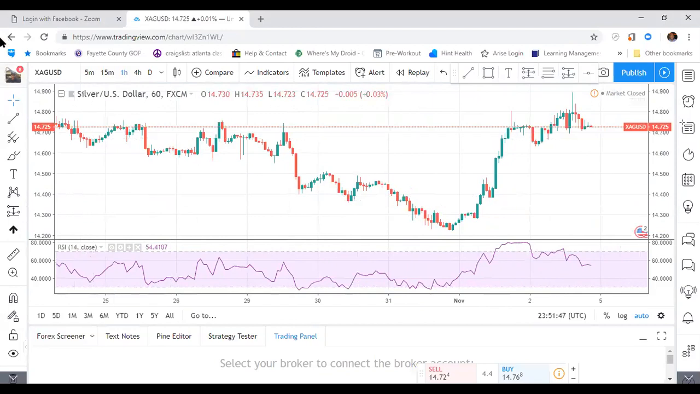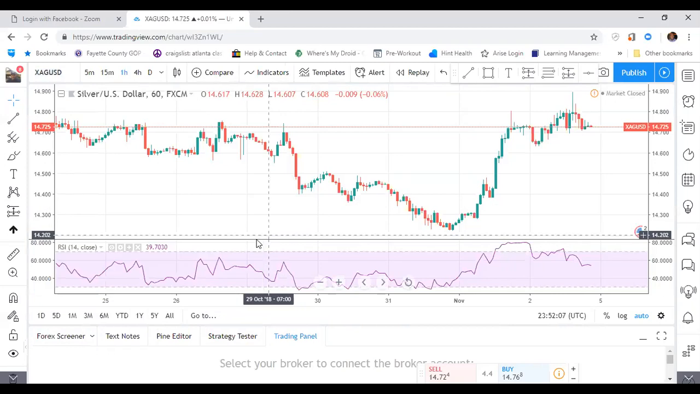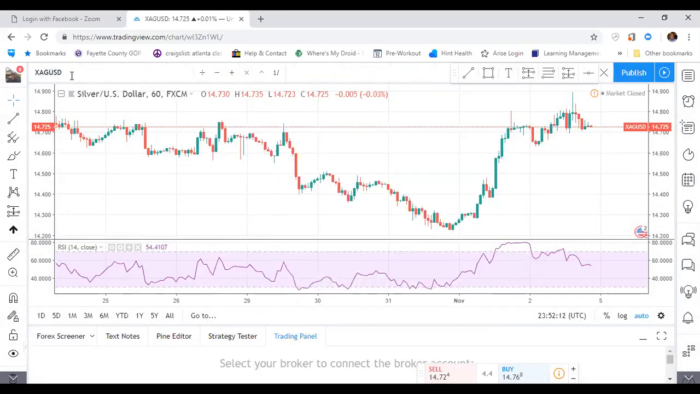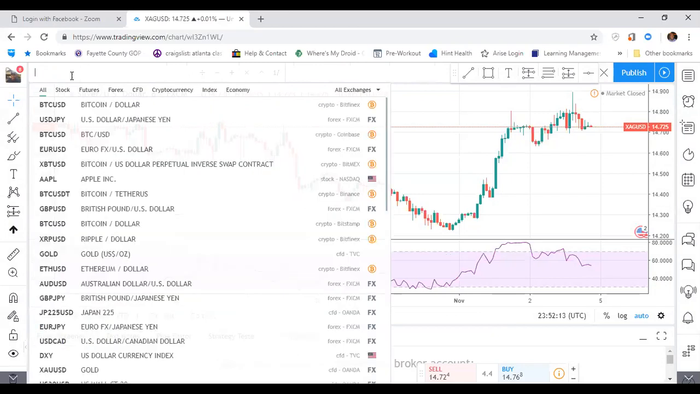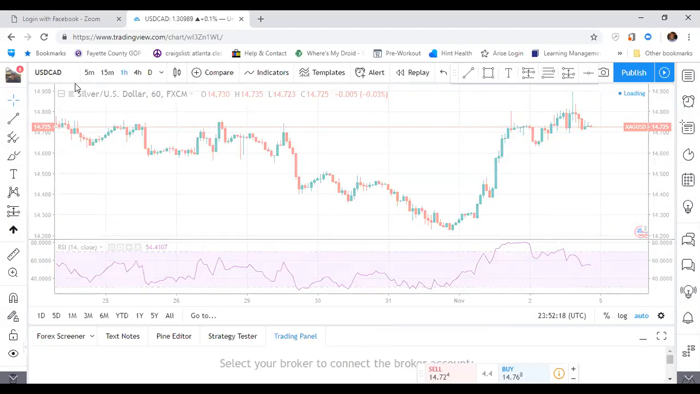All right, so this is gold, but I want somebody to pick a pair that they're maybe in now that they're curious about. Somebody give me a pair that you want me to look at. We're going to mark it up. Anybody? Don't be shy. USD CAD. Okay, USD CAD. All right, so let's look at USD CAD.